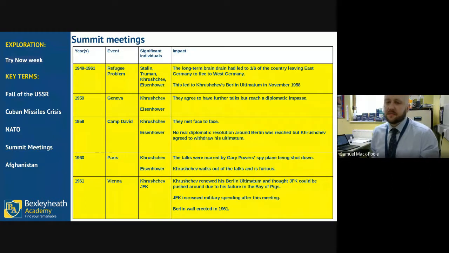So this led to Eisenhower wanting to extend some talks. Now, Eisenhower's a curious figure. He was a general from World War II, as was Khrushchev. But whilst Khrushchev would always be a bit more aggressive, Eisenhower was not. He seemed to want to extend more peaceful overtures. So they both sent their foreign ministers to Geneva in 1959 to have talks. And whilst nothing was resolved, there was a diplomatic impasse, they both agreed to have further talks.